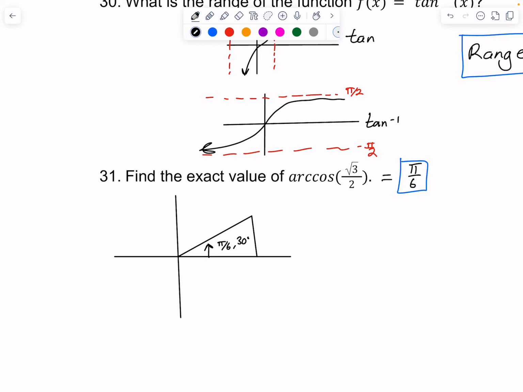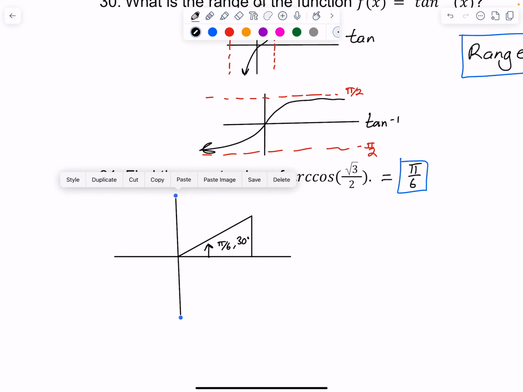And it does not have any other values because arc cosine or inverse cosine is chopped. It will only give us a value in quadrants 1 or 2. And since it's positive, it will definitely be in quadrant 1.